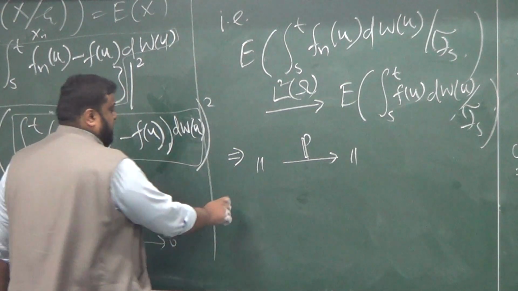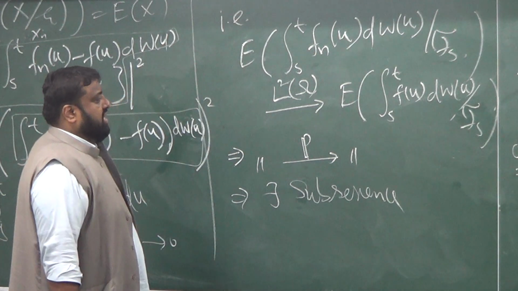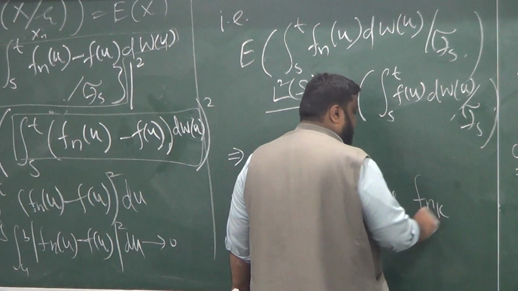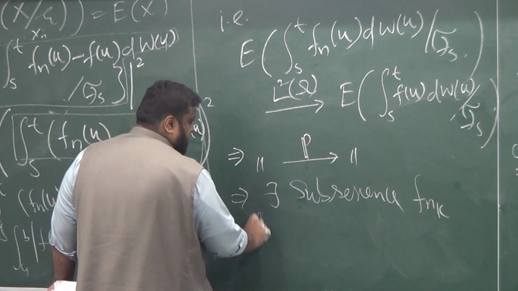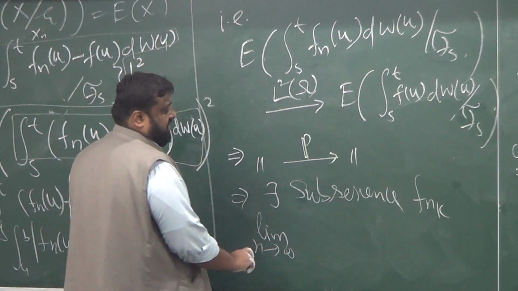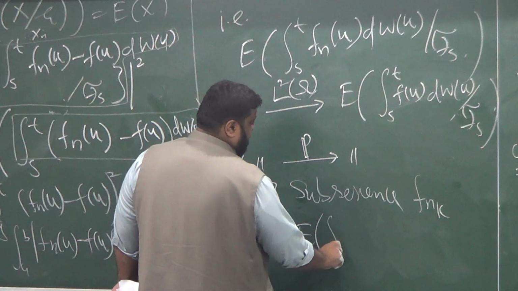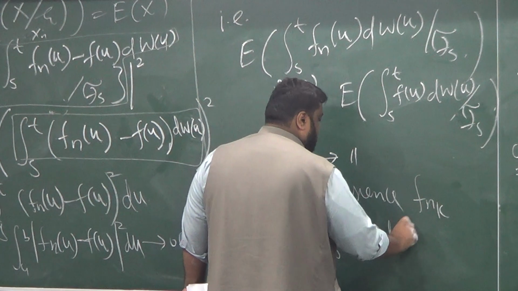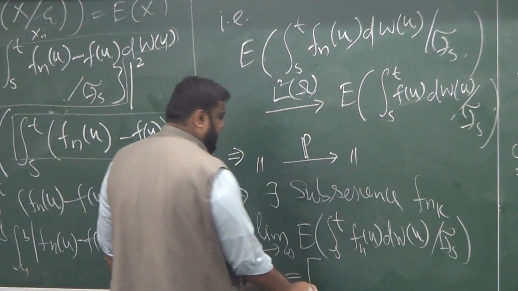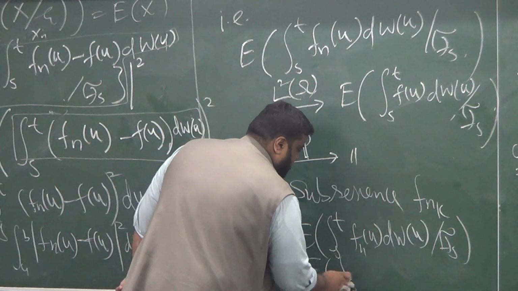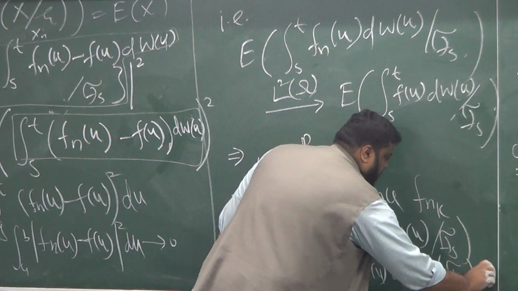So this implies that I can find a subsequence, say f_{n_k}, such that the limit as k goes to infinity of the expectation of the integral from s to t of f_{n_k}(u) dW(u) given F_s is equal to the expectation of the integral from s to t of f(u) dW(u) given F_s, almost surely.